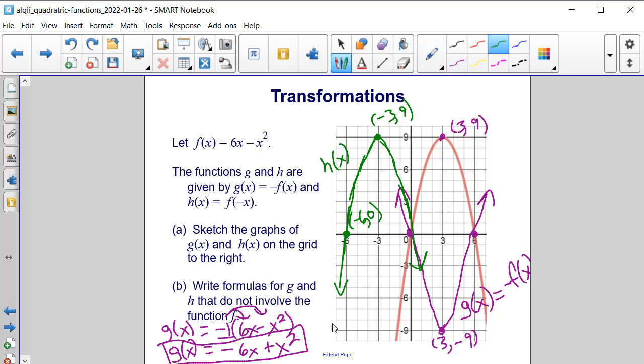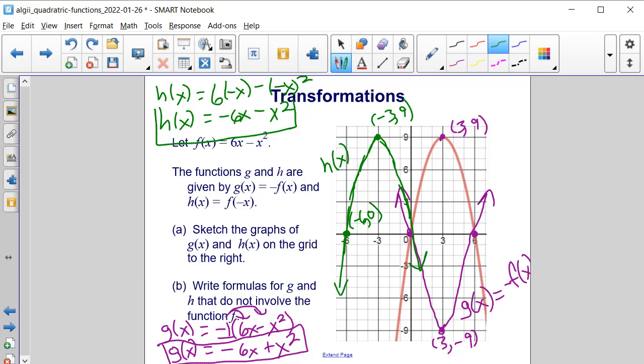And then h of x, I'm going to do the work for h of x up here, is equal to f of -x. So wherever an x occurs, I'm going to put -x in that place, minus (-x) squared. Now some of you might think minus a negative, I have to change it into a plus sign. Well, not yet. You have to do the exponent first. So (-x) squared is positive x squared. And now we can also multiply 6 times -x and have -6x. So here is the formula for the function h of x.